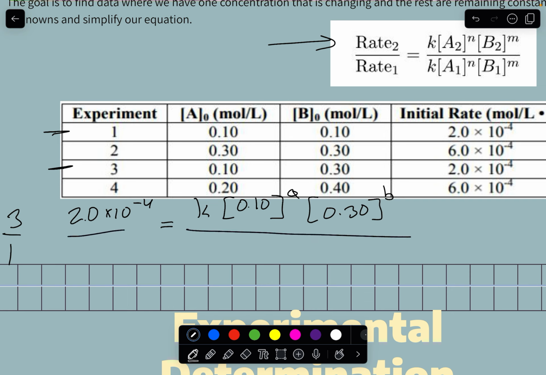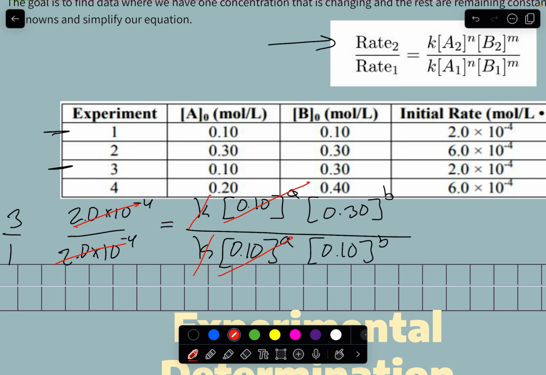Then our trial 1, the rate is 2.0 times 10 to the negative 4. K stays as K, lowercase k. A there is 0.10. Exponent is a because we don't know that. B is 0.10. The power is lowercase b because we don't know that. Okay, so here we can cancel like terms. K over K is 1. 0.10 to the a divided by 0.10 to the a is also 1, so we can cancel those out. And then we're left with what we have. So on the left side, these also cancel out to make 1. So 1 equals our 0.30 to the b divided by 0.10 to the b.